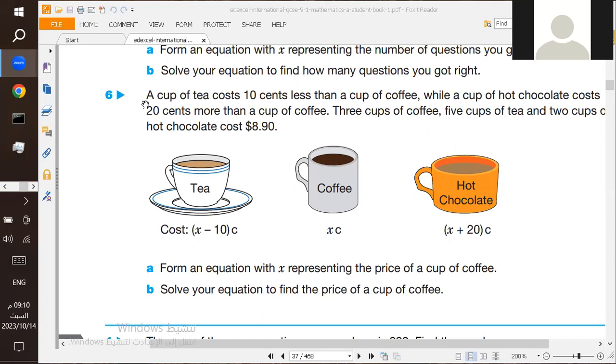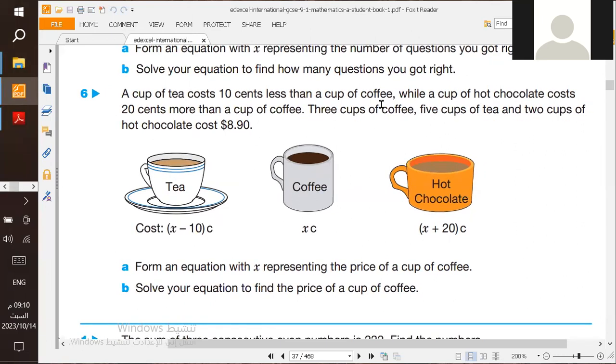Okay, question 6 here. A cup of tea costs 10 cents less than a cup of coffee. So tea is 10 cents less than a cup of coffee. A cup of coffee costs x cents, and for tea it's x minus 10, so 10 cents less. And then the hot chocolate costs 20 cents more than a cup of coffee, as it's already written.